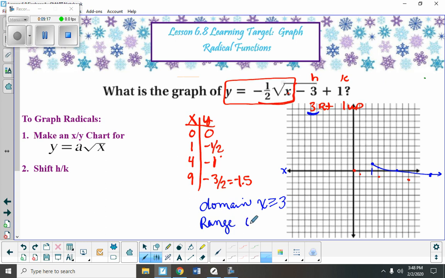The range, those are your outputs. So if we're looking at the y-axis, there are no values up here. This is the highest any of your values go right here, and that is when y is 1. And all of these values are below that point. So y would be less than or equal to 1. And notice that is this number right here.